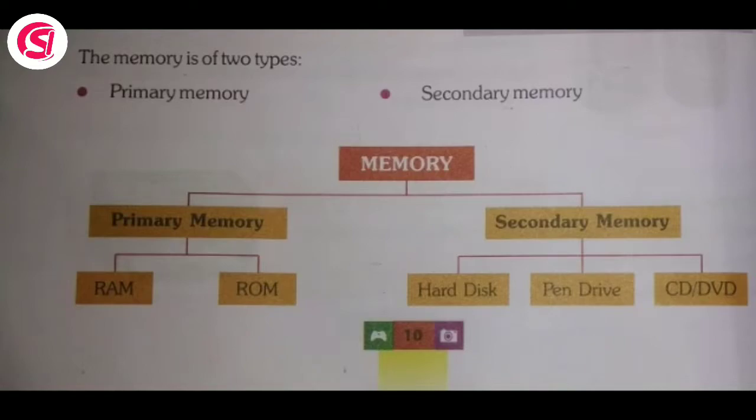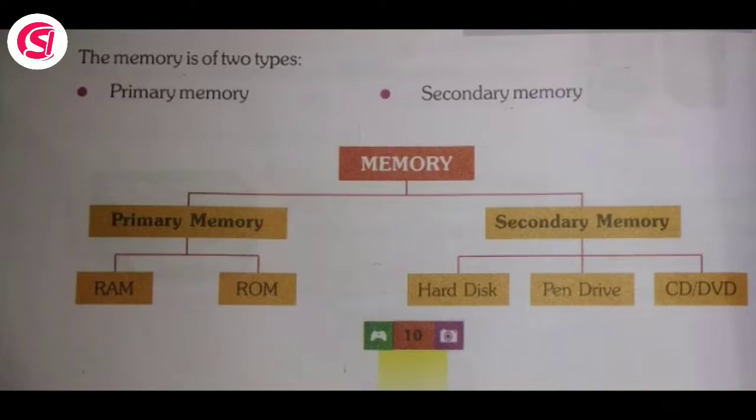Now we will talk about types of memory. There are two types of memory. First one is primary memory and second is secondary memory. Primary memory is also called internal memory or main memory. There are two types of memory in primary memory. First one is RAM and second is ROM.